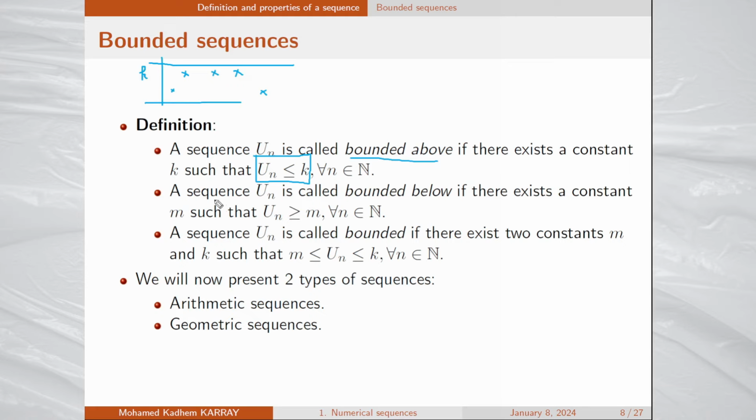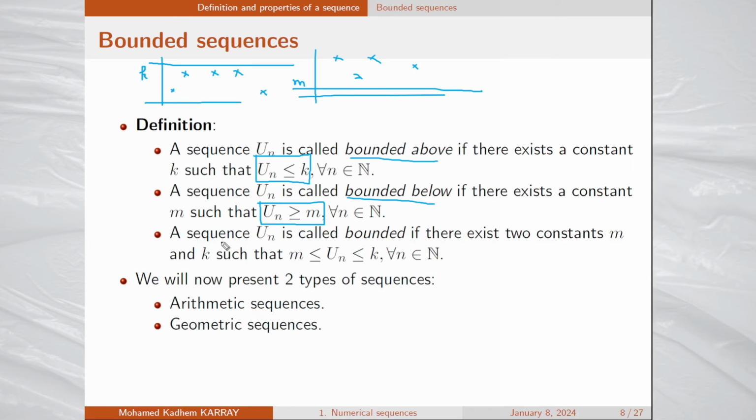On the other hand, a sequence is called bounded below if there exists a constant m such that un is larger than m for any n. This is an example of a sequence which is bounded below. Imagine that it doesn't go below this value m. So this sequence is bounded below by the value m.